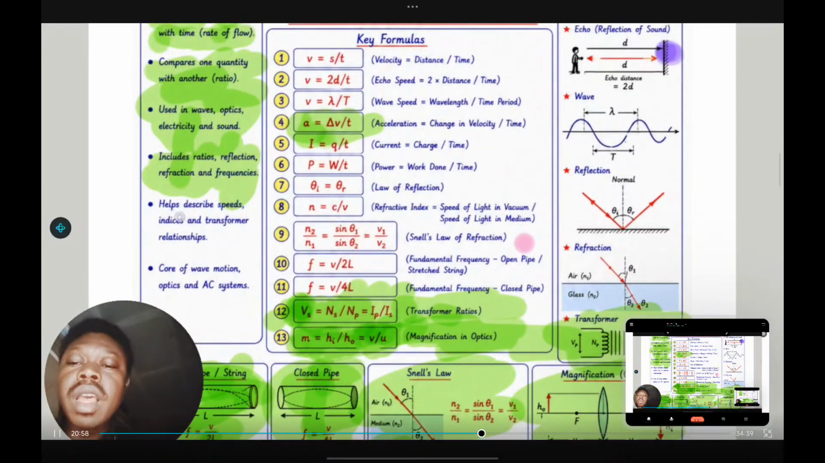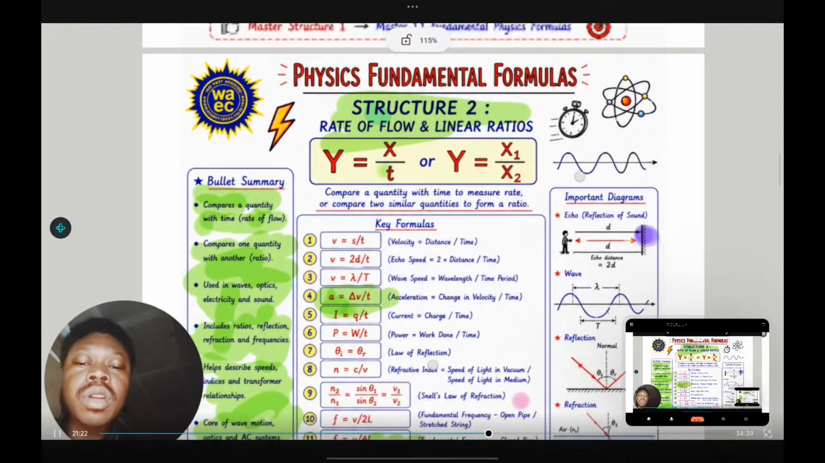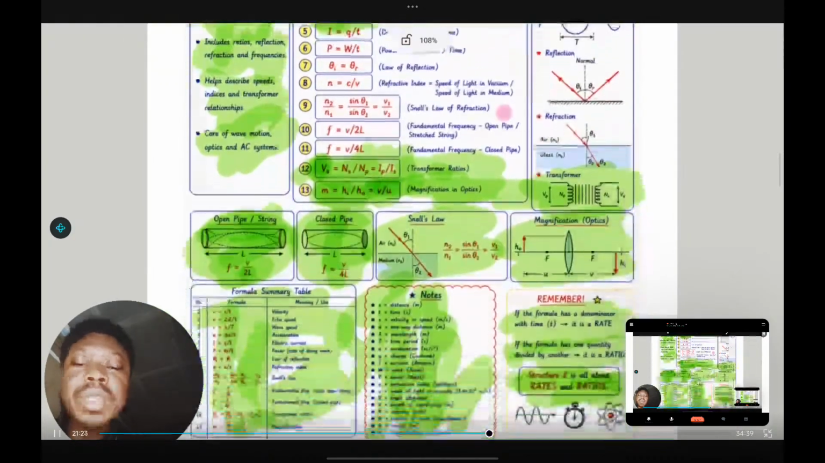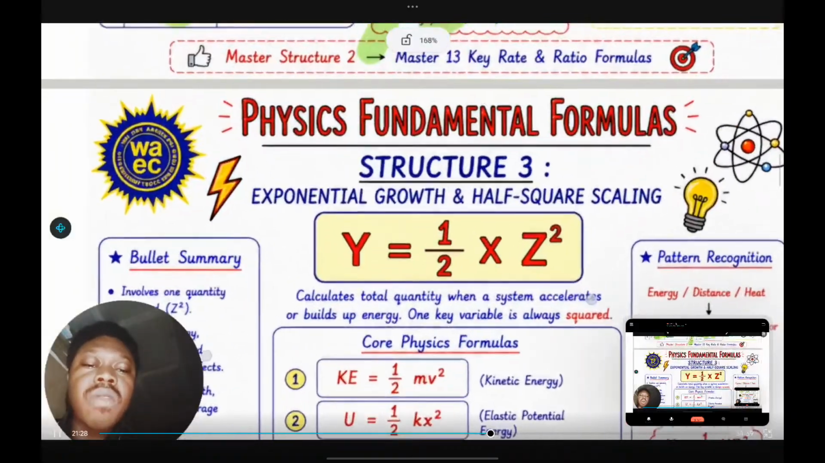You can see that this structure helps to describe speed, indices and transformer, the relationship between them. And then this structure helps in the core of wave motion, optics and AC system. You can see that what I did here is to make the whole of physics easier and simpler for you to understand. So this second structure has captured almost how many different topics? More than 13 different topics. So take note of that.